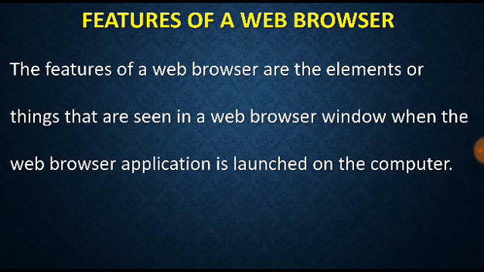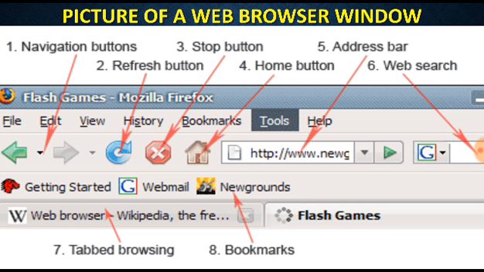When we talk of the features of a web browser, we are referring to the elements or the things that we can see in the web browser window when the web browser application is launched on the computer. So any command or button that you see in the web browser window is what we refer to as the features or the elements of that particular web browser. So this is what we mentioned last week. We made mention of most of these commands or elements.